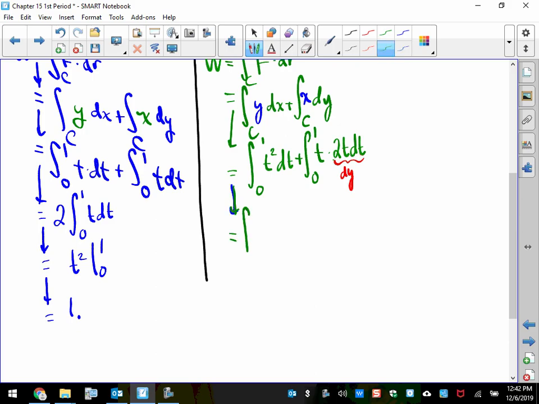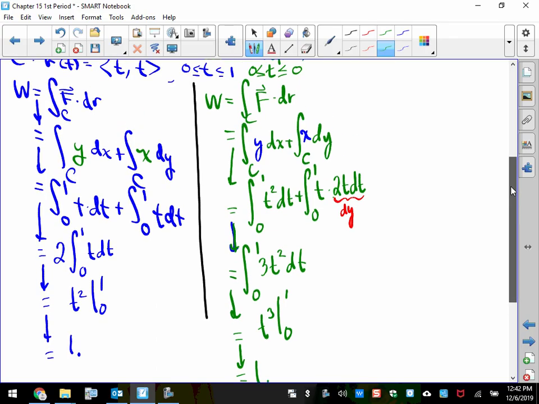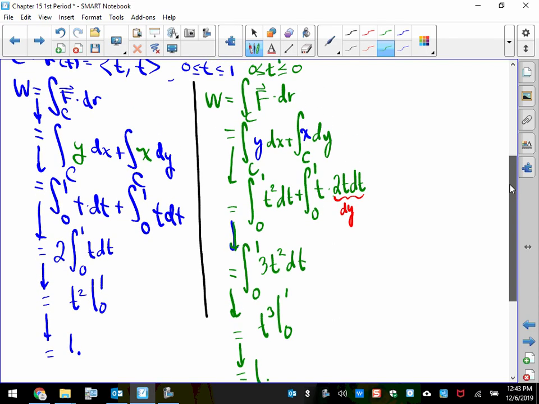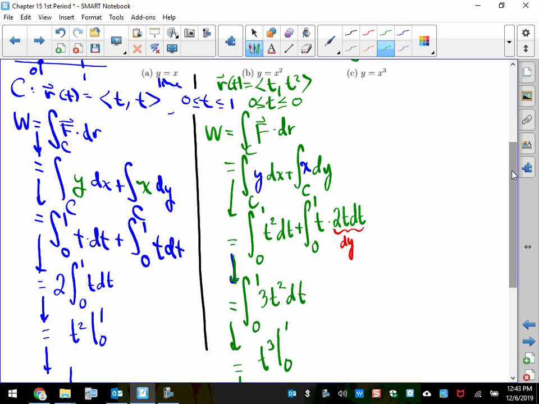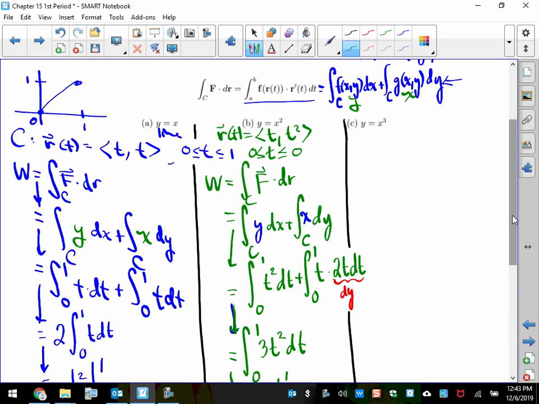Okay, so let's continue. This is going to be the integral from 0 to 1 of a total of 3t squared dt, which is going to give me t cubed from 0 to 1, which is 1. So we get the same amount of work, even though we are traveling over a different path to get there. So let's try another one. Let's try along the line y equals x cubed from 0, 0 to 1, 1.